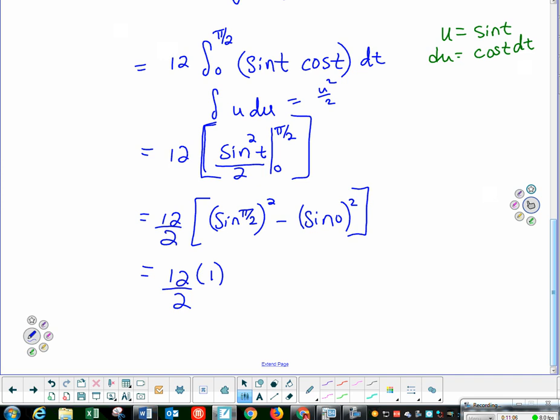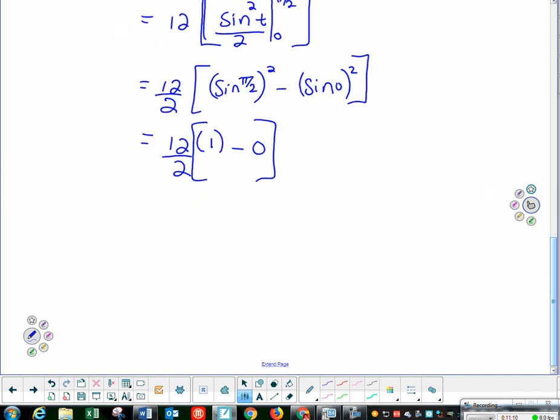So I have 1 minus 0, sine of 0, 0. And we get 12 divided by 2 is 6. The arc length of the asteroid is 6. Not too bad. This isn't really that hard.